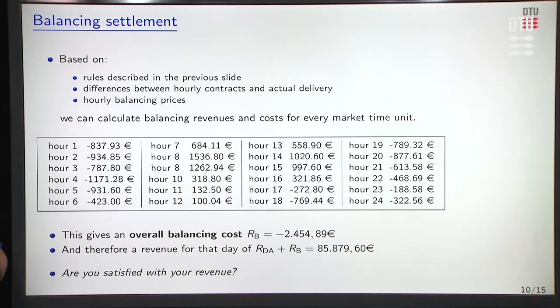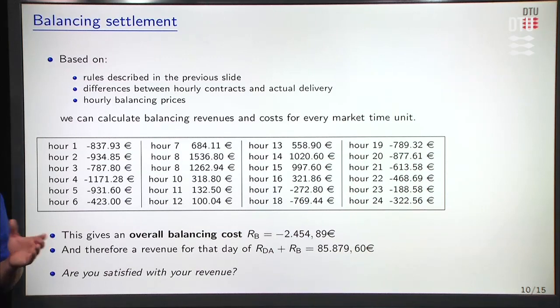Going through the balancing settlement based on the previous rules that we described, the differences between the hourly contracts and actual delivery and the balancing prices. These are the various balancing revenues that are calculated for each and every hour. When these numbers are positive, we are getting paid through the balancing market. When these numbers are negative, we have to pay through the balancing market. Here, that gives an overall balancing cost of RB equal minus 2,454.89 euro.